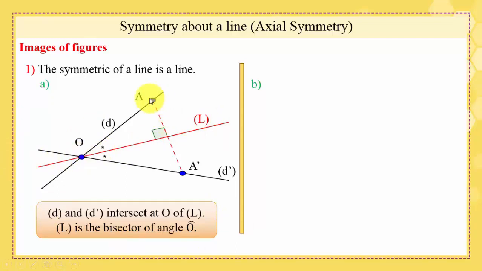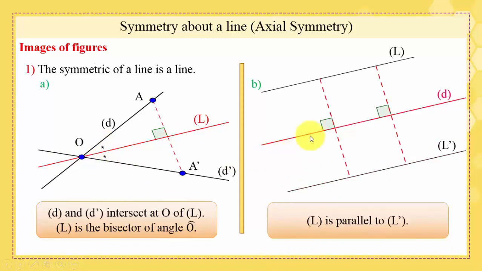The symmetry of point A is A prime. We make a perpendicular and take the same distances. Then we match A prime to O. This is line D prime. Now D prime is the symmetric of D with respect to L. D and D prime intersect at O of L. Then L is the bisector of angle O. Look at these two angles. They are equal to each other.